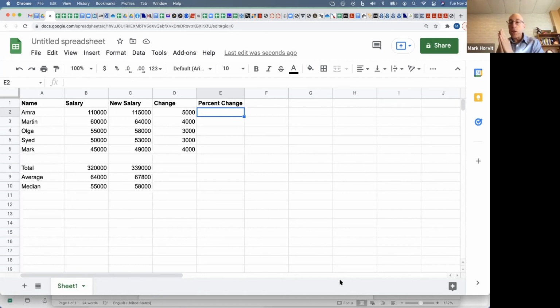But so percent change, sometimes when people are doing percent change, they'll just take the biggest number and divide it by the smallest number, or the biggest one minus the smallest one, but that's not always right. The formula to remember is new minus old divided by the old one. New minus old divided by old. N-O-O. New minus old divided by old.